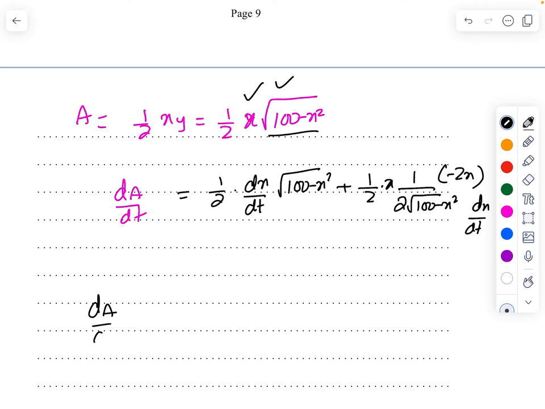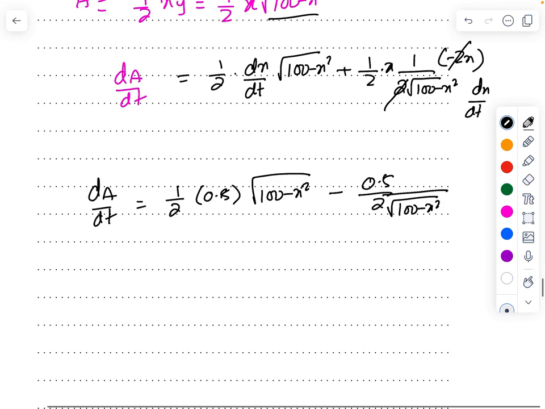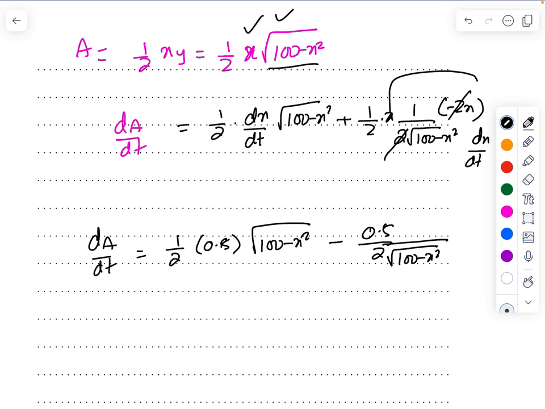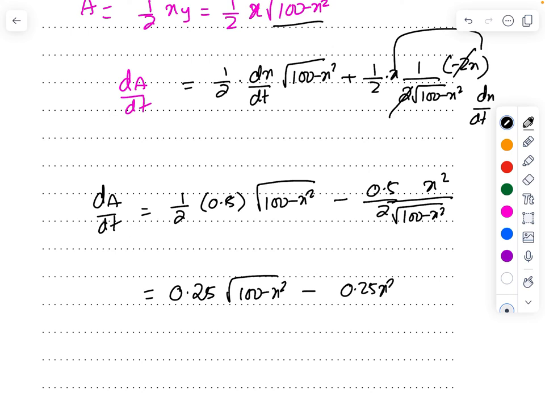So what does dA/dt become now? 1/2 times dx/dt, which was 0.5, times √(100 - x²), minus 1/2 times 2 and 2 gets cancelled, 0.5/2 times x²/√(100 - x²). And x times x is x². So what does that become? 0.25√(100 - x²) - 0.25x²/√(100 - x²).